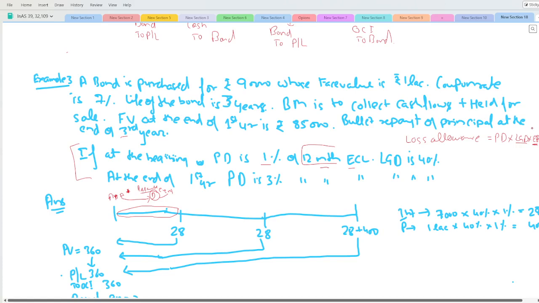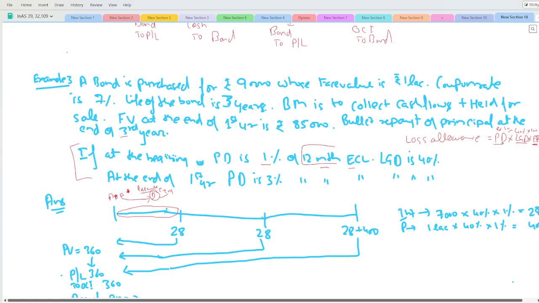Suppose your exposure is 100. How much you are not able to recover is your LGD. Say it is 40%, that means out of this 100, I will not be able to recover 40, so on default I can recover 60%. I can recover rupees 60 from selling that issuer's assets, because here I have taken 100.